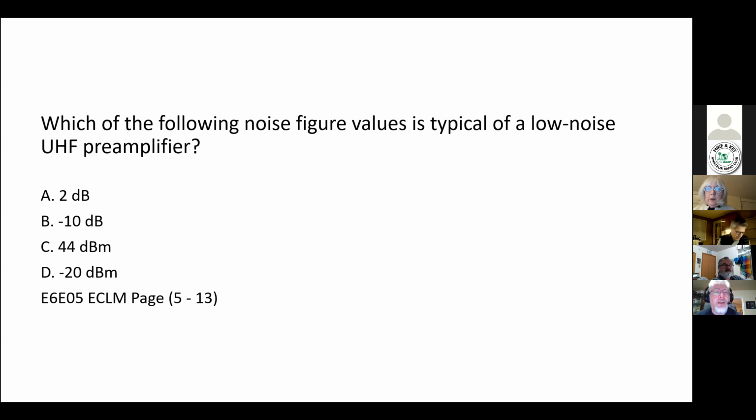Which of the following noise figure values is typical of a low noise UHF preamplifier? A. 2 dB. B. Negative 10 dB. C. 44 dBm. Or D. Minus 20 dBm. Alpha. Alpha is correct. 2 dB.